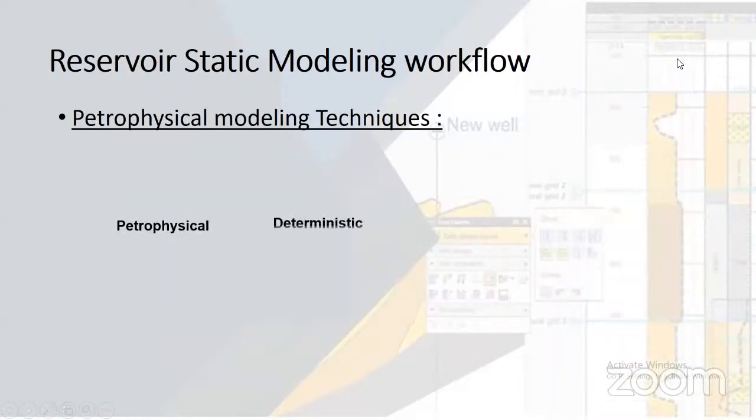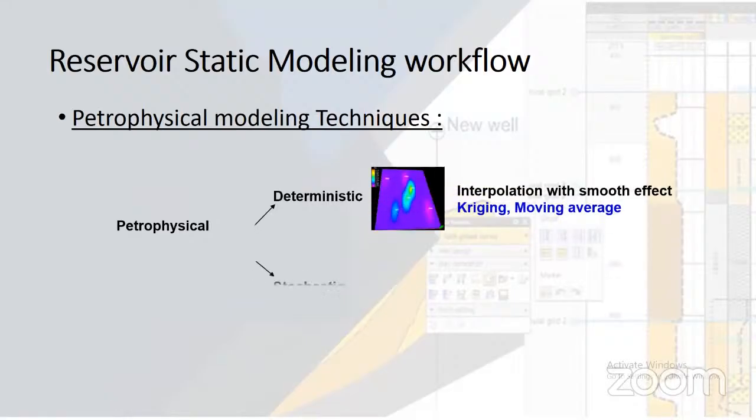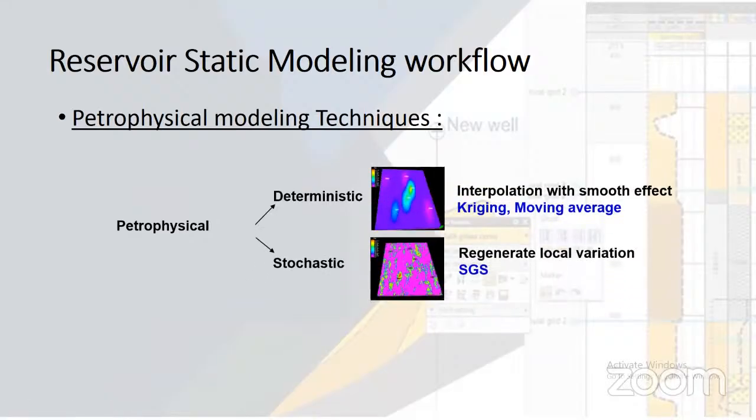The same applies for the petrophysical modeling. We have deterministic and we have stochastic. Deterministic means that you will average the values between two wells to get the value at some point at which you don't have any wells. That is the deterministic.